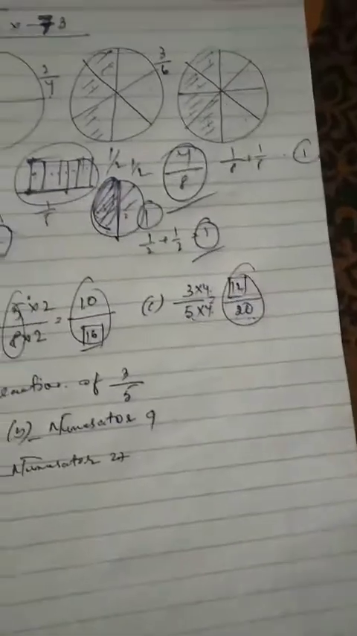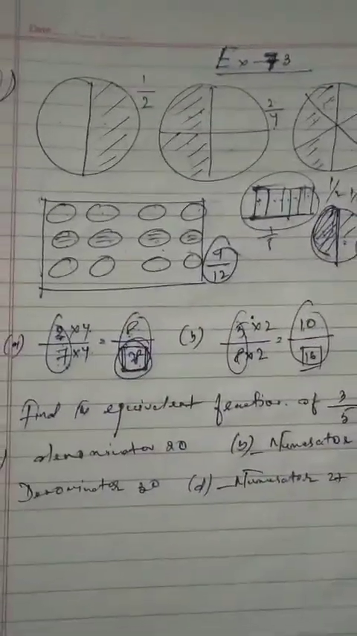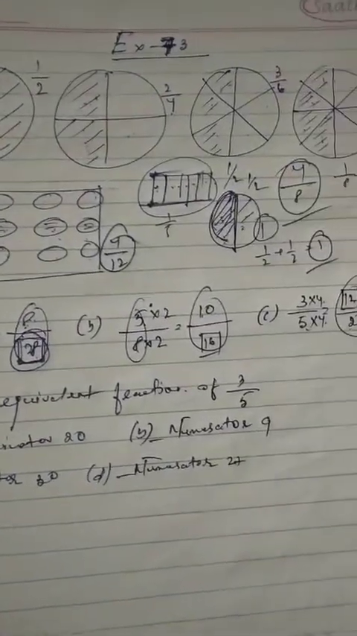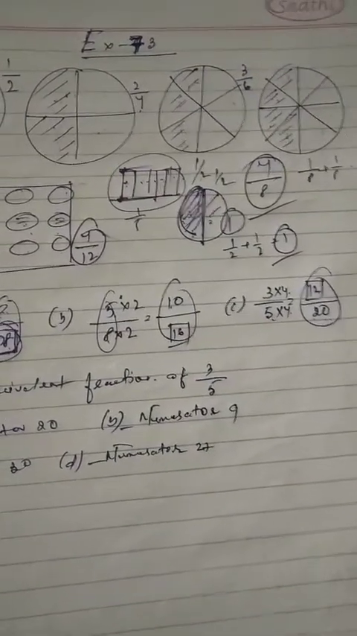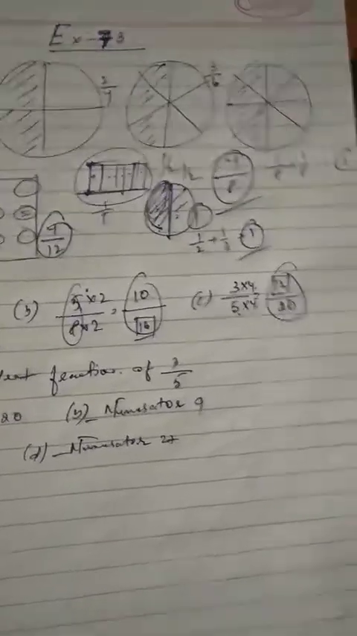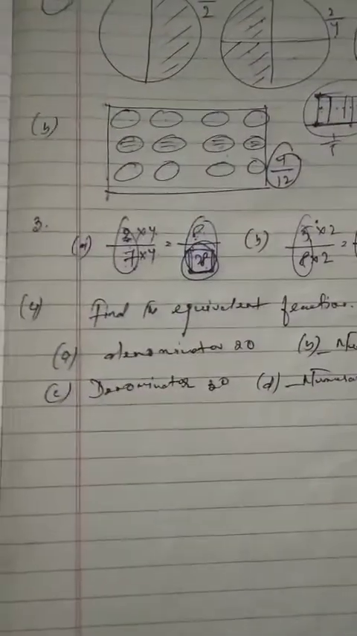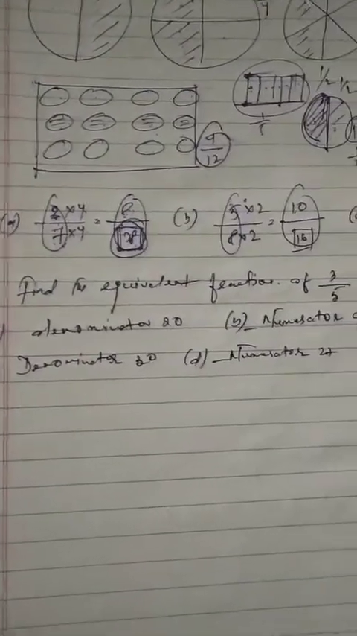Now, children, I have shown only 3 questions of question number 3, A, B, C. I would like to request all of you to try out all the remaining questions of question number 3. Now, question number 4 is to find the equivalent fractions of 3 by 5, in which the denominator is 20.